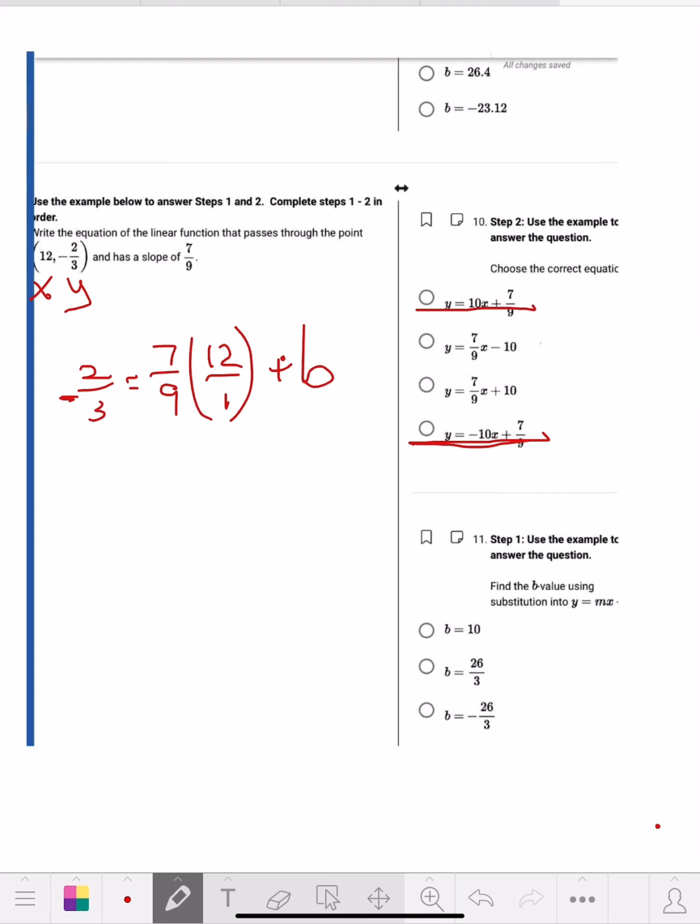So how would I do this? I'd cross this out. This would make this a 3, and that would make that a 4. So that makes that 28/3, right? 28/3 plus b equals negative 2/3. Now I've got to get rid of the 28/3 to get the b by itself, so I subtract 28/3 from both sides. What I do to one side, I've got to do to the other side. Remember that.